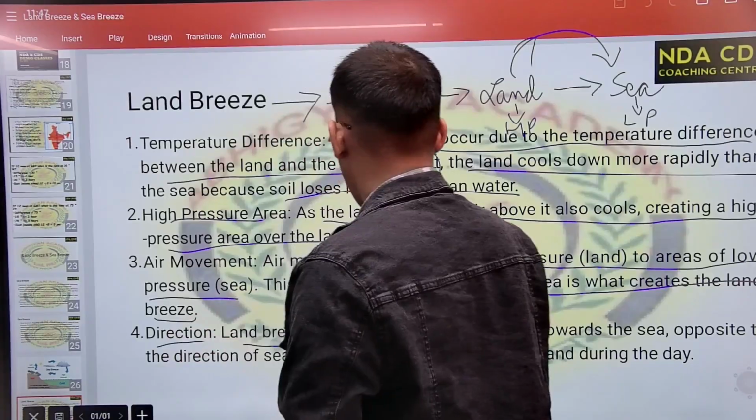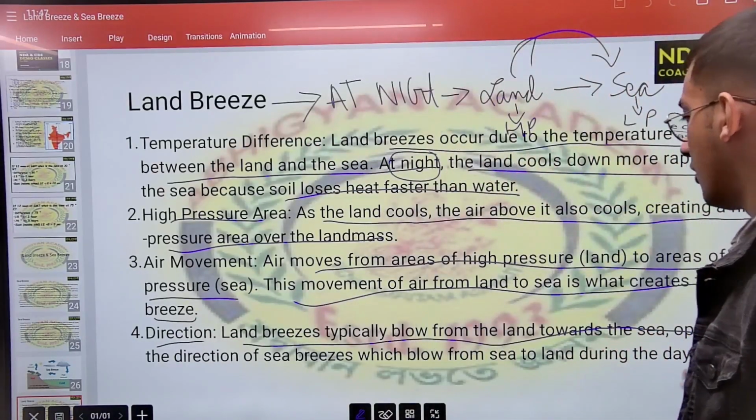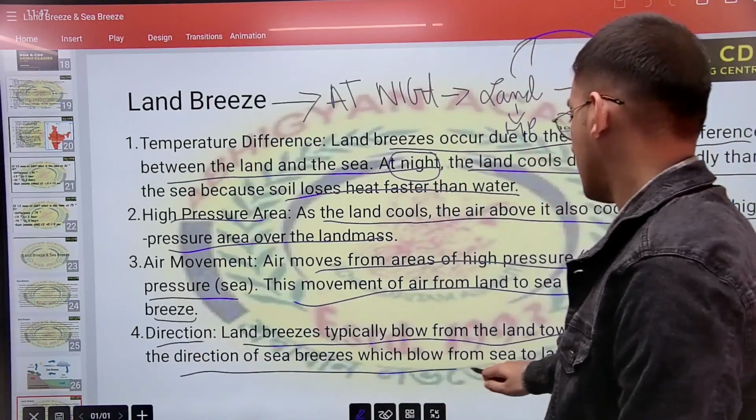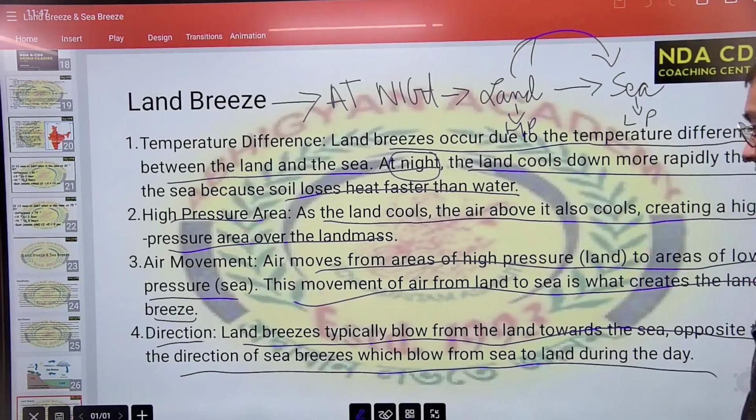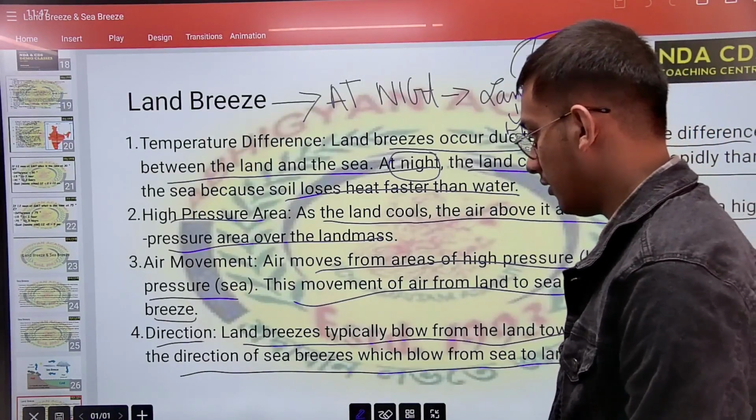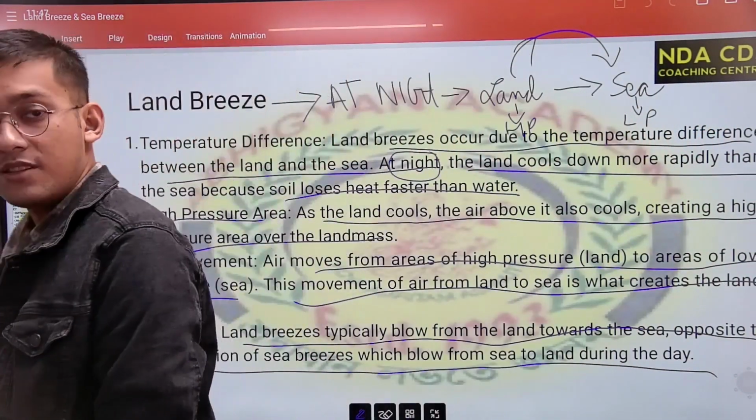Direction. Land breeze typically blows from the land towards the sea, opposite to the direction of sea breeze, which blows from sea to land during the day. Done. Just write down the points here.